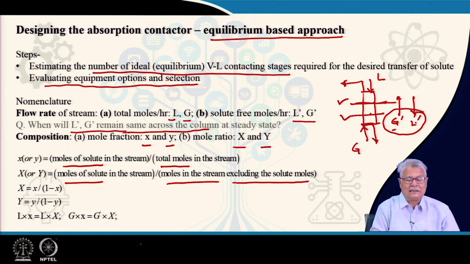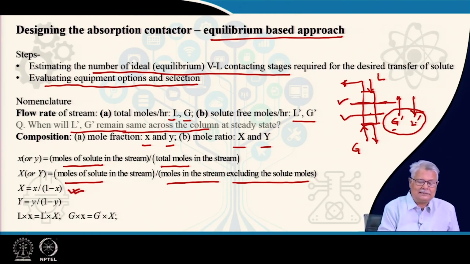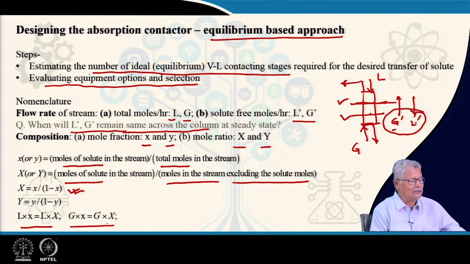Quite naturally, just by the solute balance you can say capital X equals small x divided by 1 minus x, and similarly capital Y is small y divided by 1 minus y. It can also be said that L into x gives the moles of solute in my stream, and L dash into capital X also gives the same. So, naturally, this is an equality. We are going to use these equalities when we frame up the design equations.